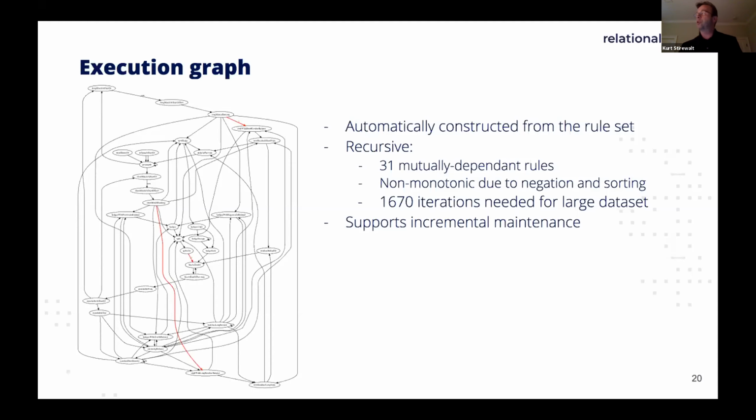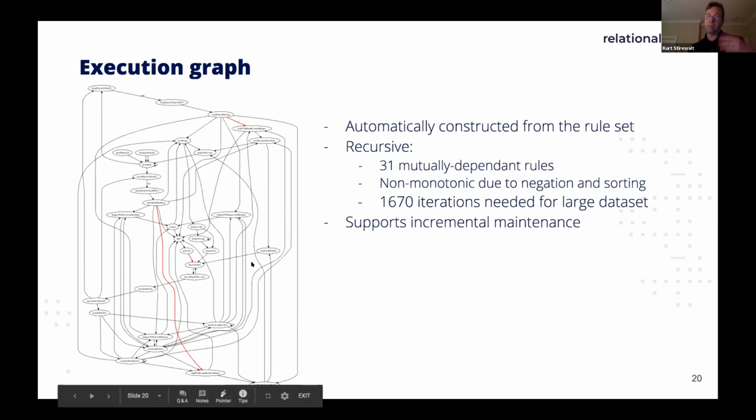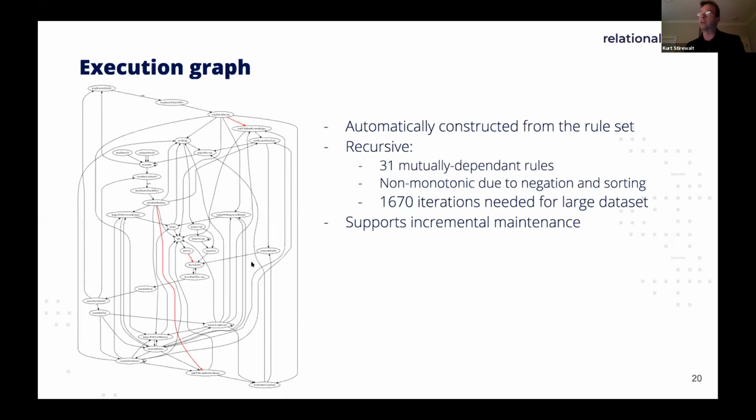But in this case, what we're showing, this execution graph, is a computation structure that a knowledge graph management system uses to elaborate and incrementally maintain a knowledge graph. You can think of this graph as being like a program, and that program is running to basically build out your knowledge graph and maintain it. It's automatically constructed from a rule set. So once I declare the rules that I showed earlier, you get this for free.